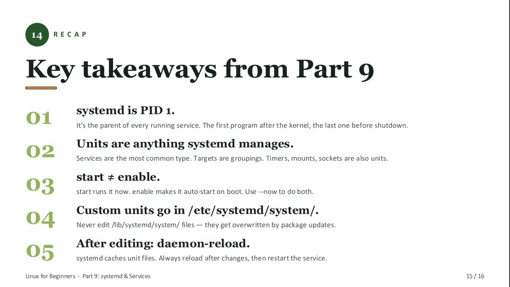So let's lock in the 5 things worth remembering from this part. Systemd is PID 1, the root of the entire process tree. Units are the nouns it manages, with services being the most common. Starting a service is not the same as enabling it. One acts now, the other survives a reboot. Your own unit files belong in /etc/systemd/system, never in /lib. And whenever you edit a unit, run daemon reload before restarting, or systemd will keep using the old version from cache.